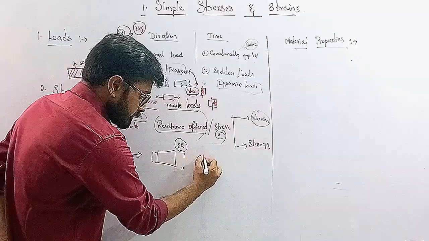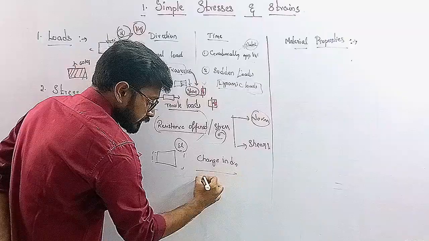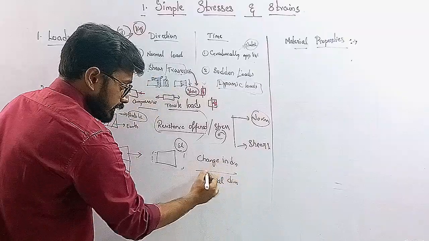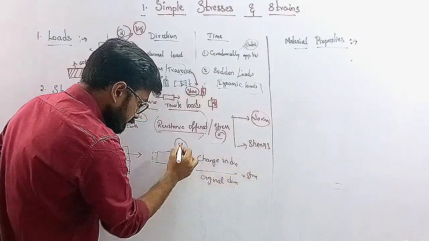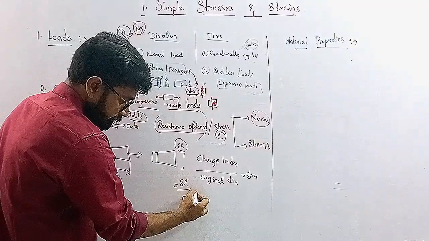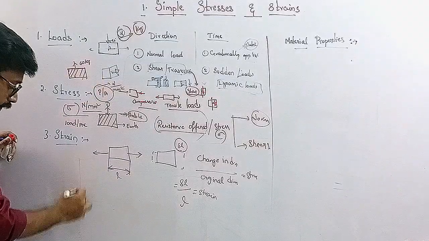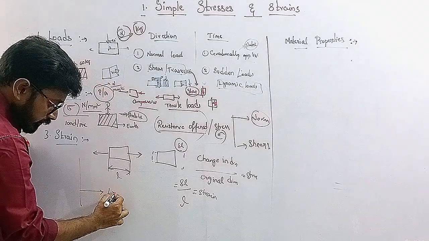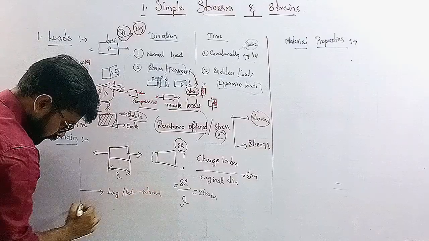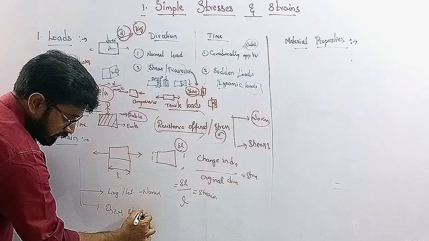So this change in dimension to the original dimension is known as strain. So what is the change in dimension? It is delta L by L, right? So this delta L by L is nothing but strain. It will have no units, but the strain is again divided into two types, that is normal strain and shear strain, right?